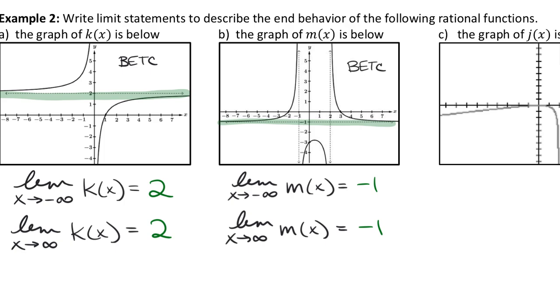They're equal, they're the same number, so we have a horizontal asymptote. The only reason it would be Bobo is if that number is 0. If we have a number other than 0, it's Betsy.